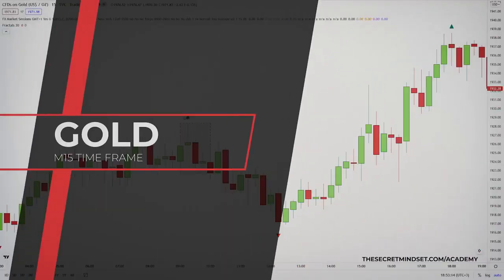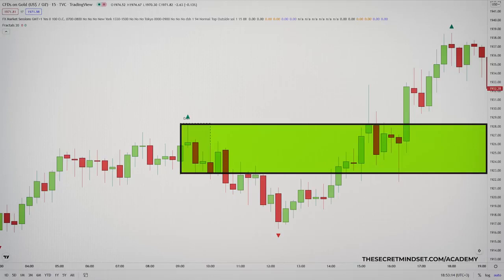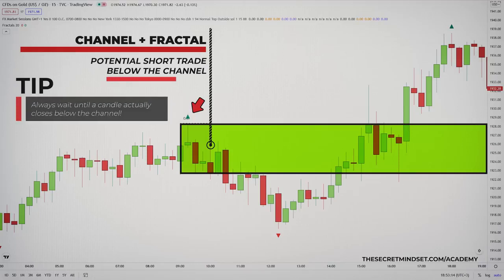This is an example of a strong signal. We trade gold on the 15-minute timeframe. Observe the opening channel and the fractal arrow, which appeared during this hour between 7 and 8 GMT. This is an indication that the breakout is likely to be to the downside, so the correct trade would be a short one when price closes below the channel.